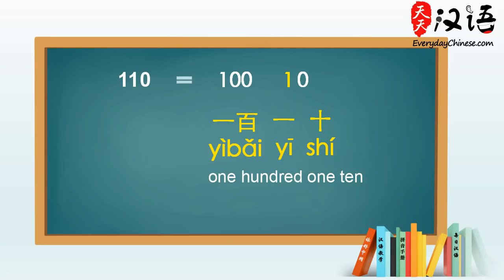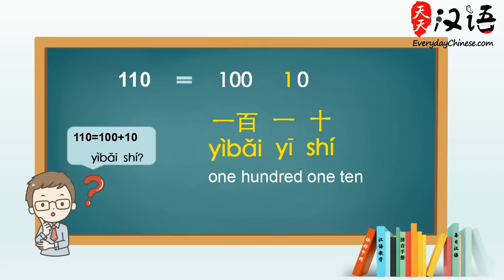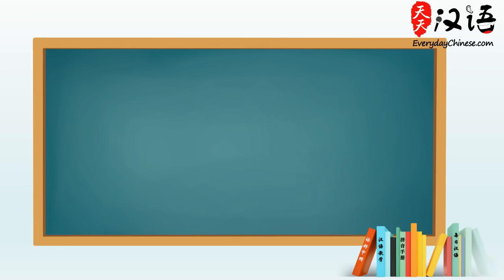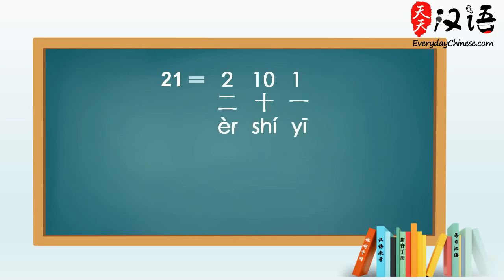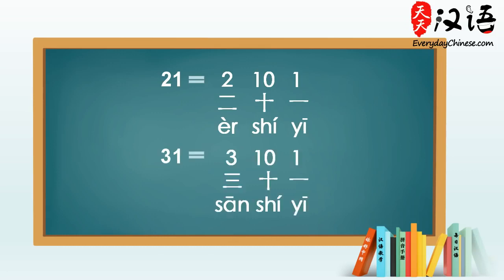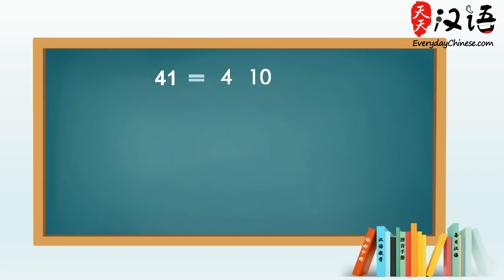And you may wonder, can I say 110 as 一百十? No, you can't. Going back to lesson 15, we talked about numbers smaller than 100. Like 21, we say 二十一, 31, 三十一, then 41, 四十一, and so on.